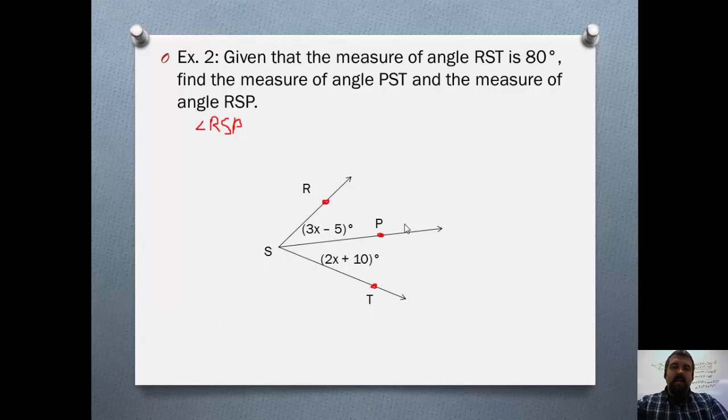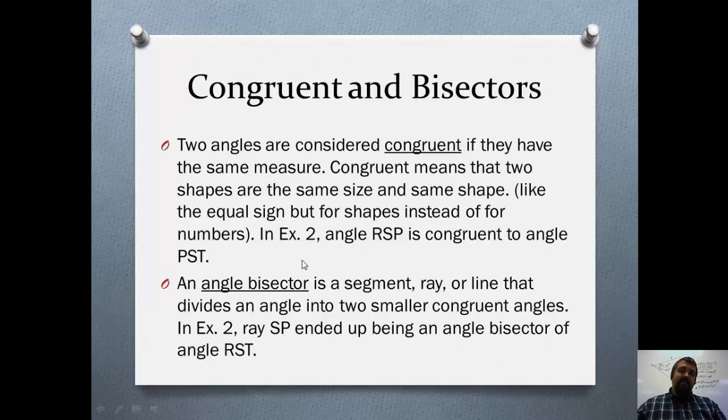Also, another thing that we could say is ray SP is, in fact, an angle bisector because it divides angle RST into two congruent angles. So ray SP is an angle bisector because it divides an angle into two congruent angles. This is what I just talked about.